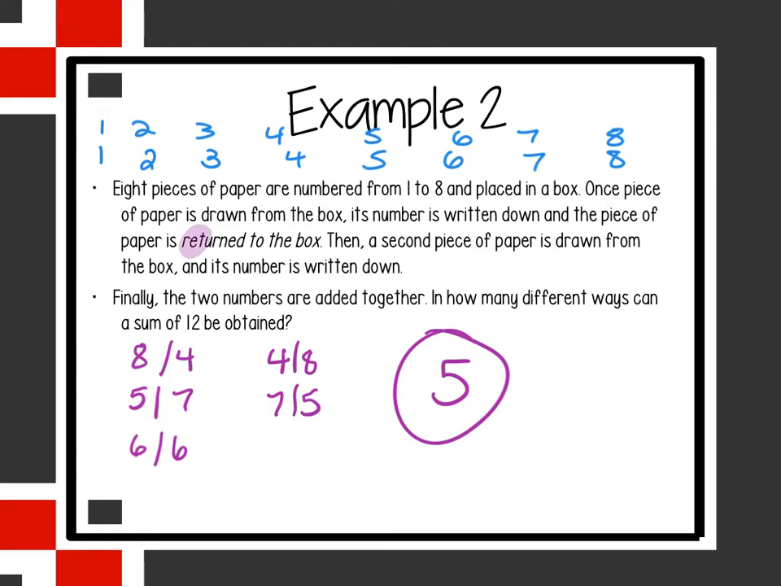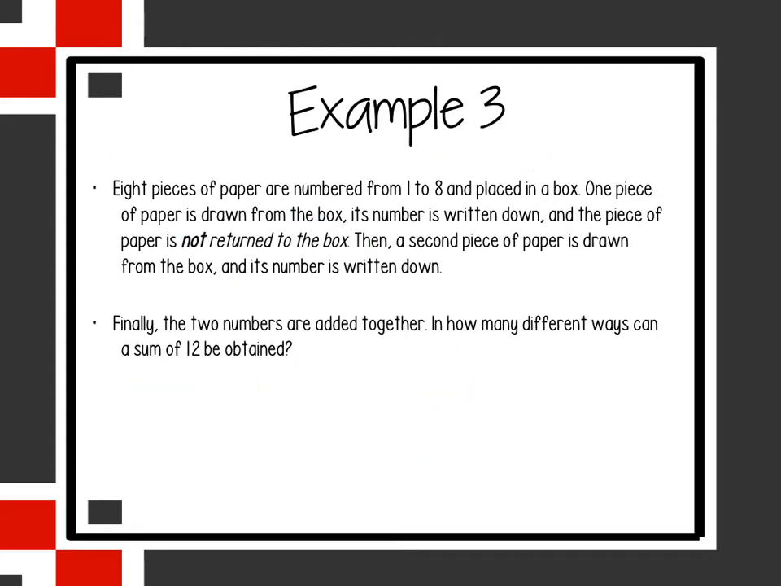And notice, remember the words return to box. That's you saying it's being replaced. Example 3 says pieces of paper, numbered 1 to 8, are placed in the box. One piece is drawn from the box and the number written down. The piece of paper is not returned to the box. Then a second piece of paper is drawn from the box and its number written down. Finally, the 2 numbers are added together in how many different ways?